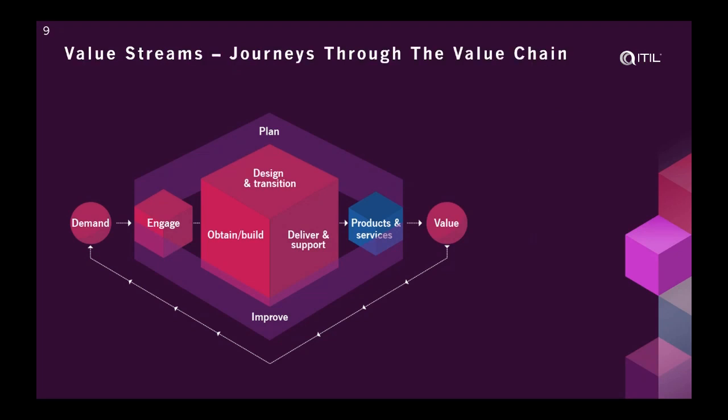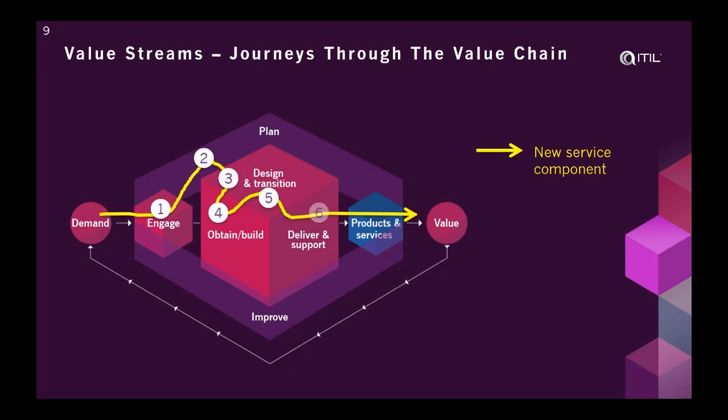Value streams are journeys through the value chain, and you can map those to see where something occurs. So you want a new service component, for example. This is just a pure one for a diagram here. The demand comes in, someone engages with that demand. What is it you need? What's going on? What's happening?